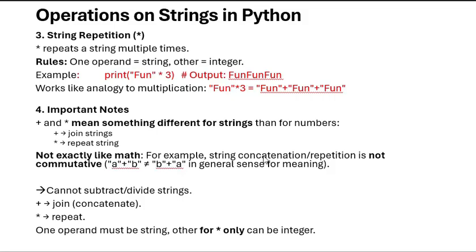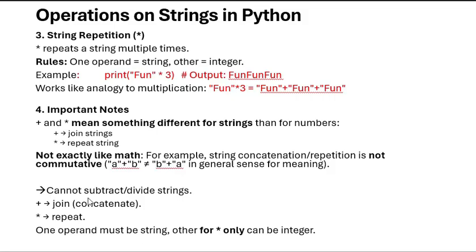For example, string concatenation or repetition is not commutative. A plus B is not equal to B plus A in the general sense. In string concatenation, if I take apple plus banana, it will be apple banana only. It is not equal to banana apple. Got it? A plus B is not equal to B plus A in the case of strings.